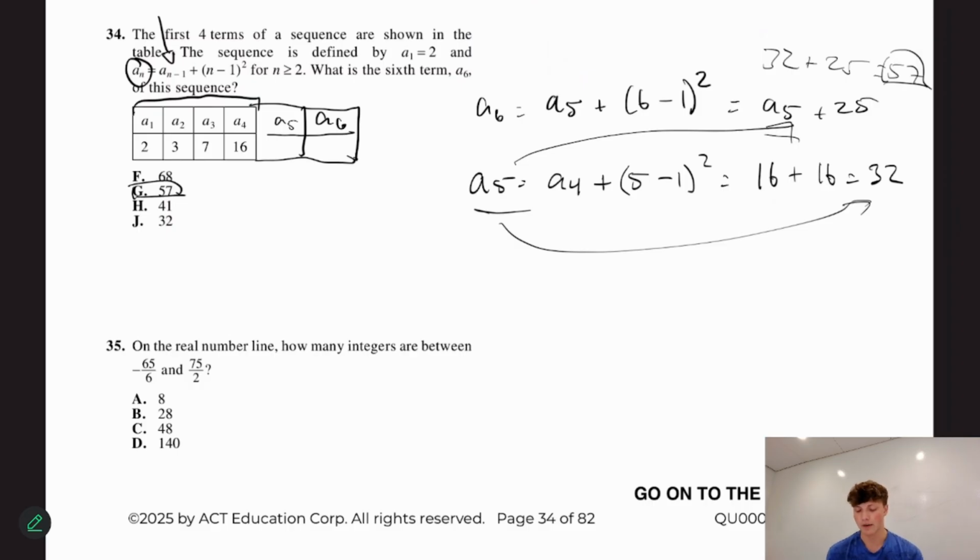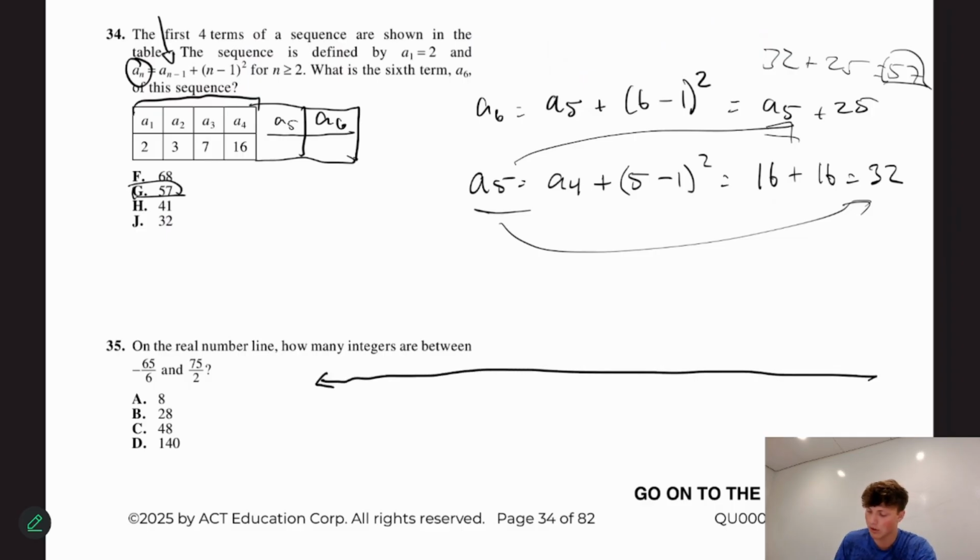Okay, let's go to question 35. On the real number line, how many integers are between negative 65 over 6 and 75 over 2? So integers are pretty easy to count. Literally, integers are designed to count, right? Negative 1, negative 2, negative 3, or 5, 6, 7, 8, 9, and so on. So it's basically just asking us how many integers are between, how many tick marks, if I was to draw this out, are between negative 65 over 6 and all the way up to 75 over 2. 0 would be here, so, not drawn to scale, but pretty close. I'll clarify that this is negative 65 over 6.